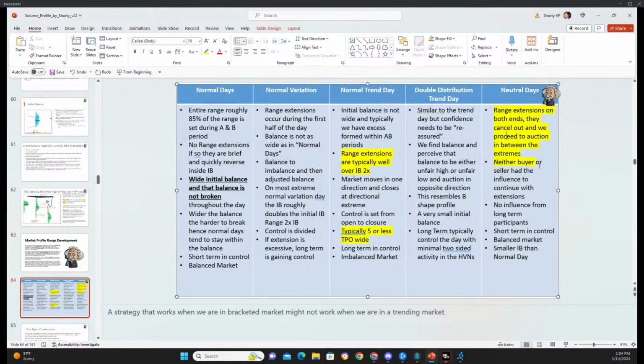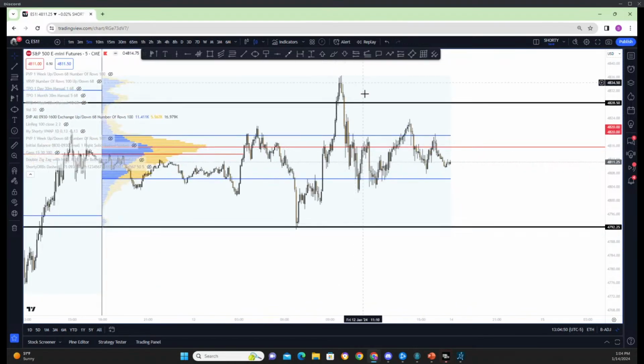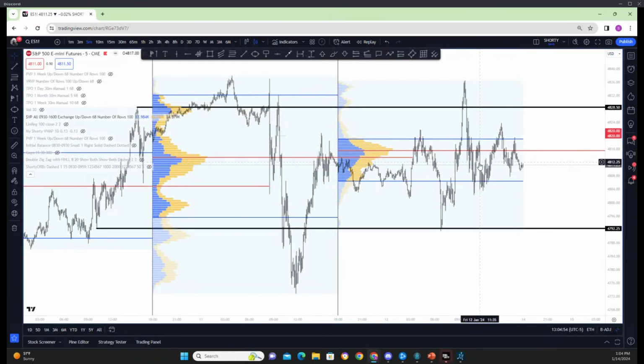Yeah, a neutral normal day. No, he's right. Neutral. But look, it literally tells you range extension on both ends. They cancel out and we proceed to auction between the extremes. You went above at open. You went below at open. Where did you close? Inside. Inside. That's a neutral.